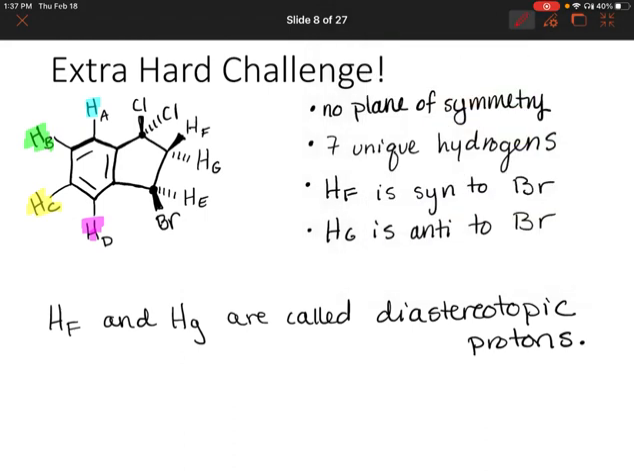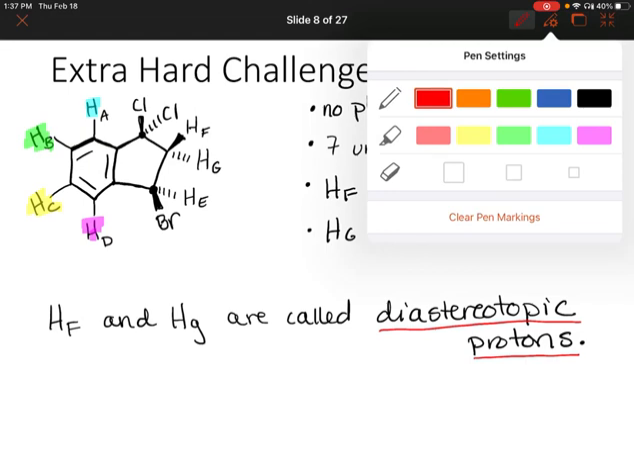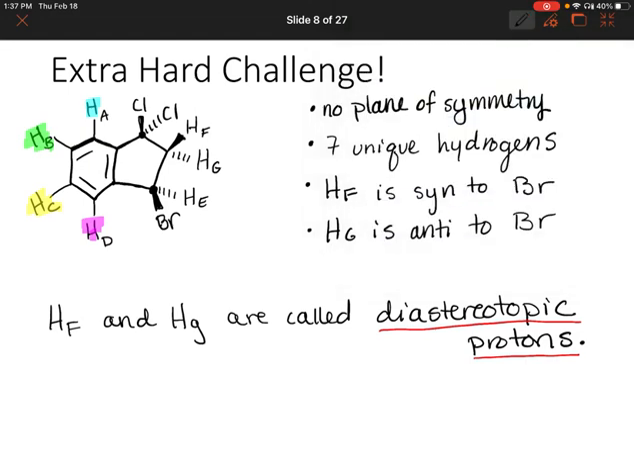All right, so I'm just going to underline that. One way that you can tell if you have diastereotopic protons is to replace one of the protons with deuterium and then compare. I'll show you what I mean by that because it might be a little confusing at first.